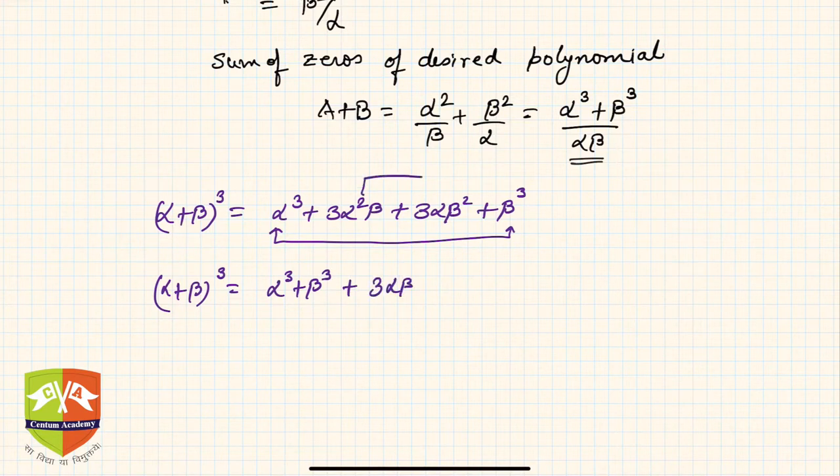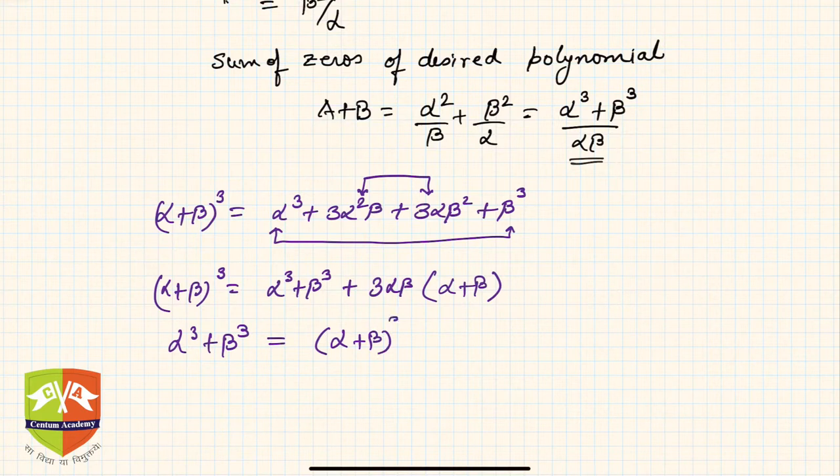So, if you take alpha beta common and 3 common from these two terms, what is left? Alpha plus beta. So, hence alpha cube plus beta cube will be equal to alpha plus beta whole cube minus 3 alpha beta times alpha plus beta. Why minus? Because this particular term goes to this side, so it becomes minus.